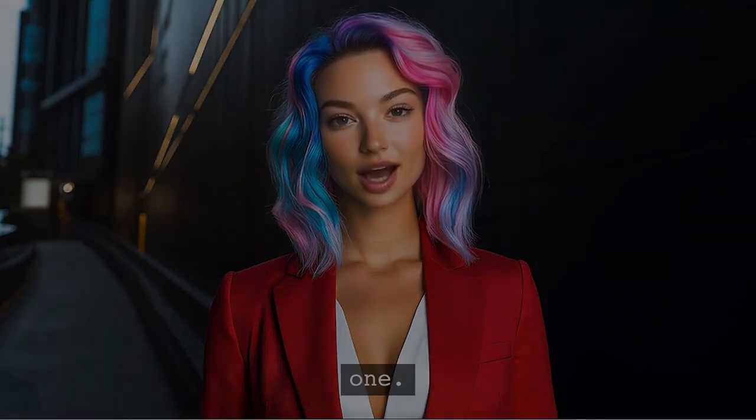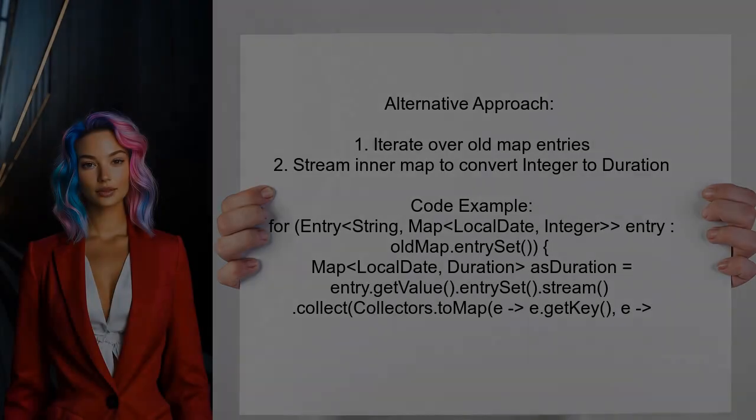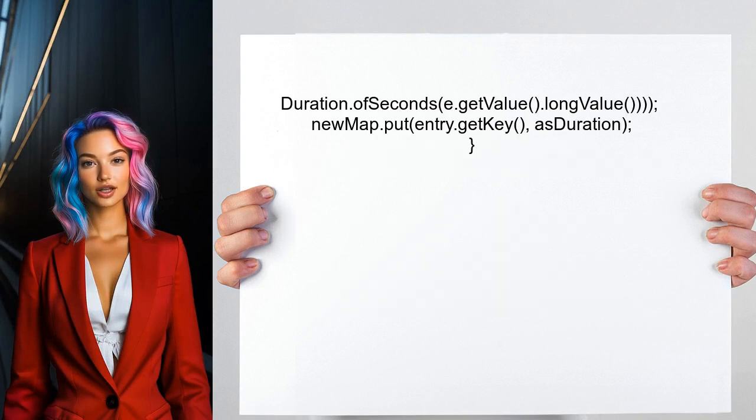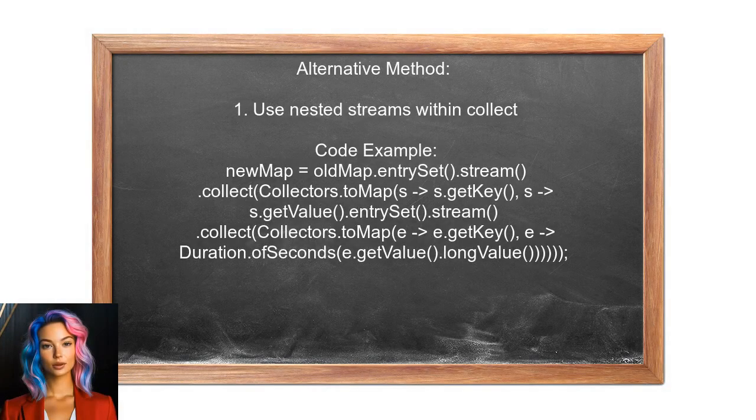Let's explore another one. An alternative approach suggested by a user involves iterating over the entries of the old map. They recommend streaming over the inner map to convert the values from integer to Duration. They also provide a second method using a nested stream within the collect function. This method collects the inner map entries directly into the new map.